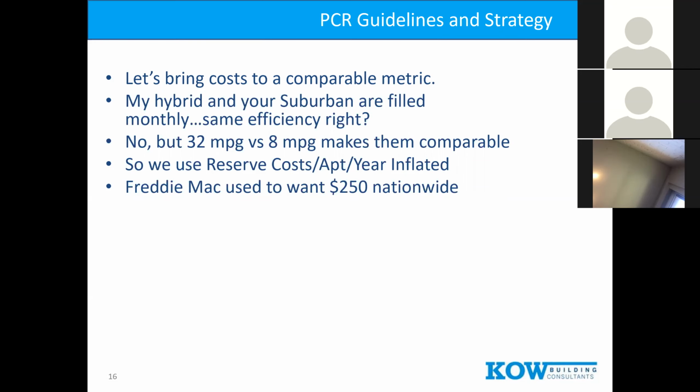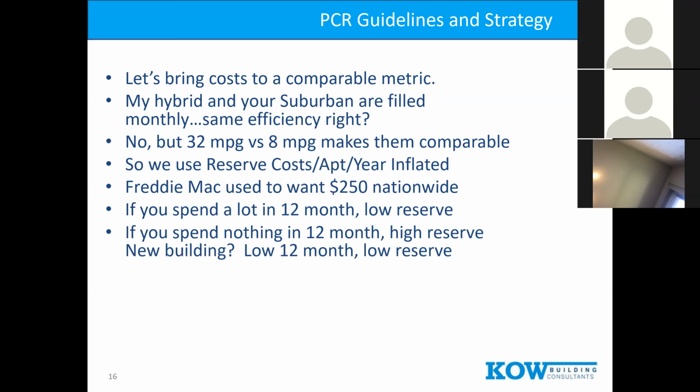I can take two quite different reports and projects, but if they're both in the same class, let's say multifamily rental apartment, affordable housing, I know I can compare the two using a metric like 32 miles per gallon and compare building to building. One other thing I'd say to keep in mind with this is these costs do not include critical and 12-month. They just include reserves. So here's how that plays out. You want to spend a lot of money in the 12-month, you get a low reserve. You spend nothing in the 12-month, you're going to have a higher reserve.